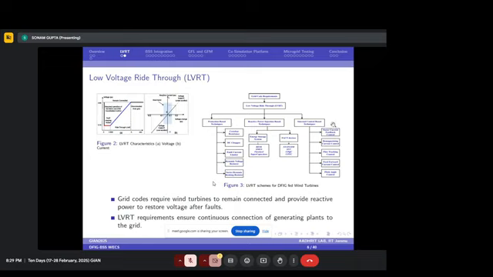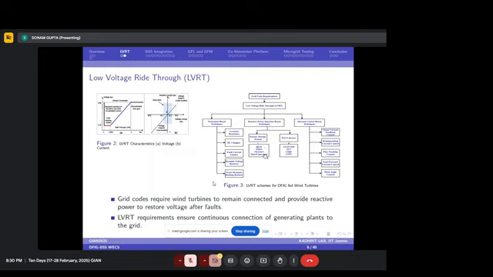And the internal control based techniques are the different controls implemented within the converters, because these are power electronic based devices, and they have the capability of controlling through their controls as well. So the LVRT requirement ensures the continuous connection of the generating plant to the grid, and here our main focus is on improvement through the reactive power injection based technique, which is the energy storage device.